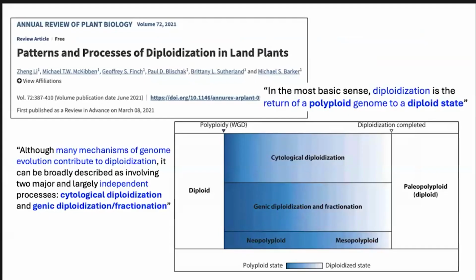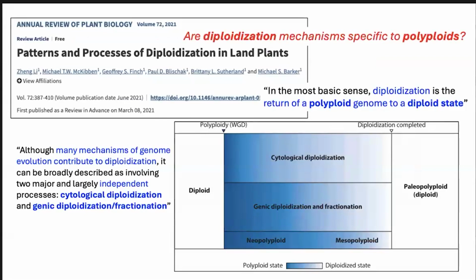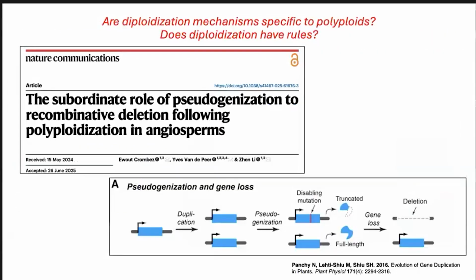There are many mechanisms that contribute to this, and they can broadly be described as being independent from one another as cytological diploidization or genic diploidization or fractionation. So fractionation is what we're talking about here for starters. So are diploidization mechanisms specific to polyploids? Is there anything special about what happens to a polyploid versus to a diploid? That's the one question. Does diploidization have rules? Do all polyploids follow the same kind of processes? So here's fractionation. We'll start by talking a little about that.